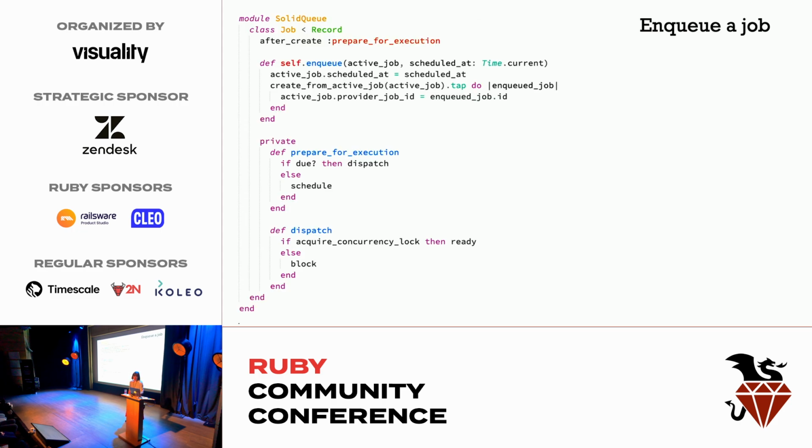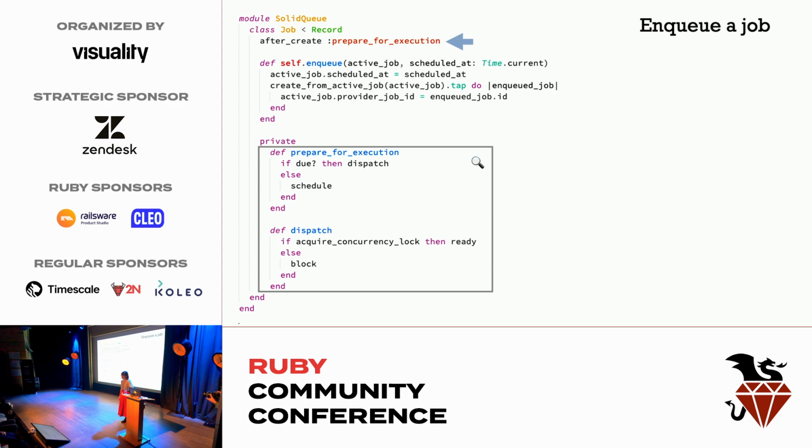So this is the SolidQueue job class. We have this enqueue method that just calls create from Active Job. This calls the Active Record create method, and just gets all the attributes from Active Job, like the queue name, the arguments, the priority, and just copies them. And then the key feature here is this callback. After create, we are going to prepare the job for execution. This is how those methods look like.